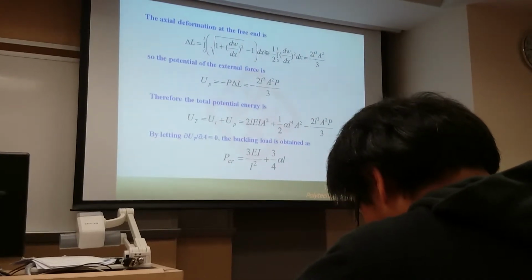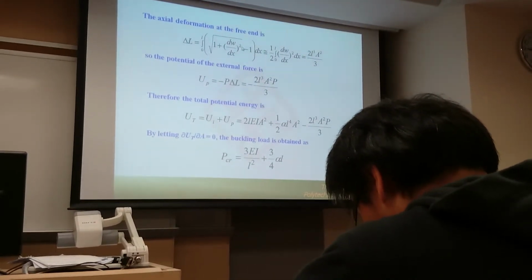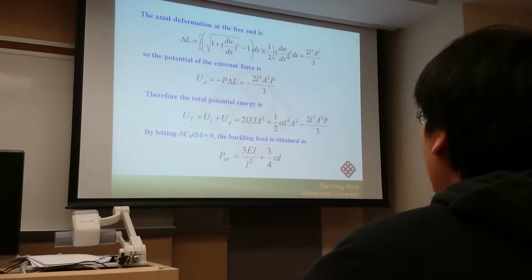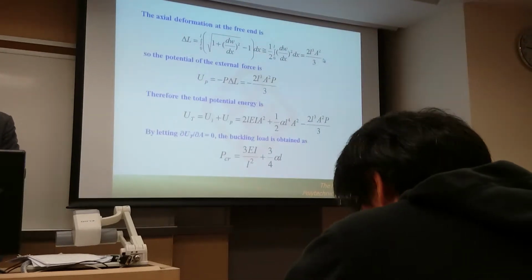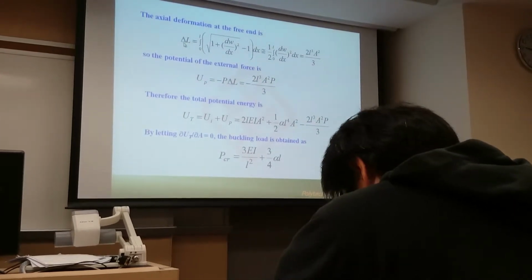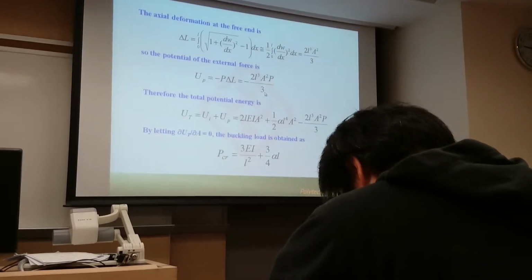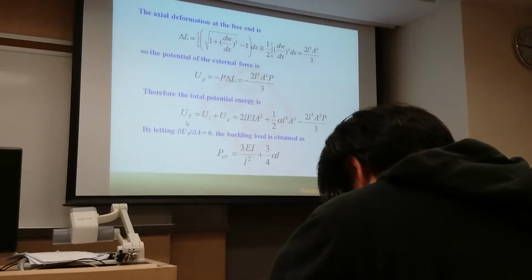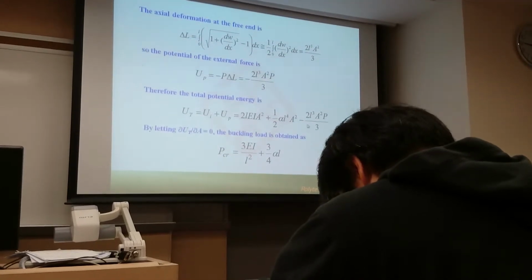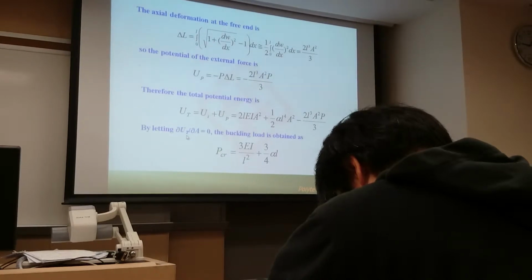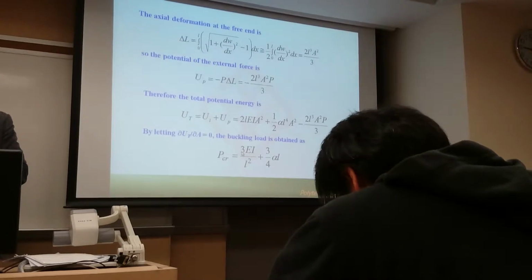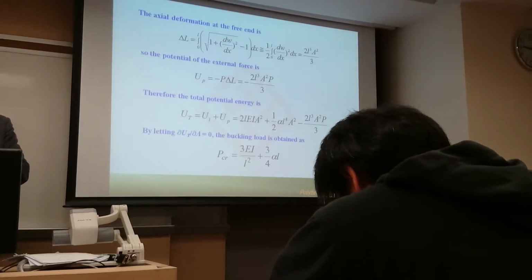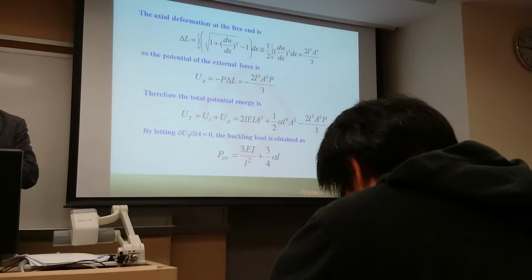Please ignore the first expansion. You just need to use the second expansion. We can obtain the total axial deformation first, and then multiply the total axial deformation by negative P. We can obtain the potential due to the applied force. So finally, we have the total potential energy, and take the derivative with respect to the amplitude equal to 0. We can obtain the non-trivial solution, which is just the critical load. So this is the energy method.